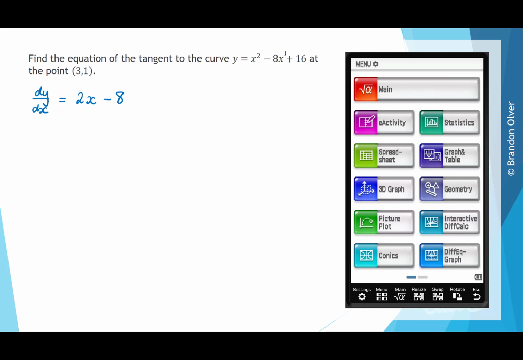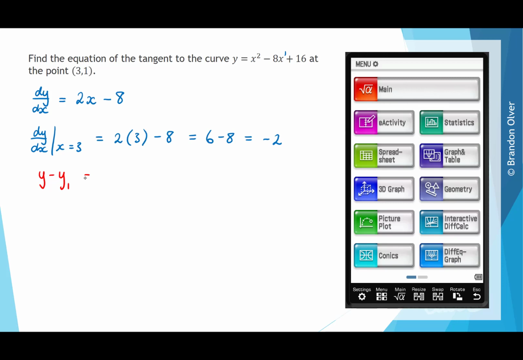Next, we need to find the gradient at the point x equals 3. So that means we need to evaluate dy/dx at x equals 3, and we use this straight up and down line just to say that's where we're going to evaluate dy/dx at. And this is just going to equal 2 times 3 minus 8, which is equal to 6 subtract 8, which is equal to negative 2. So the gradient of a tangent to the curve at the point x equals 3 is going to be negative 2.